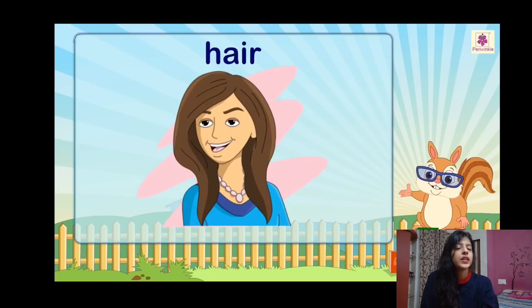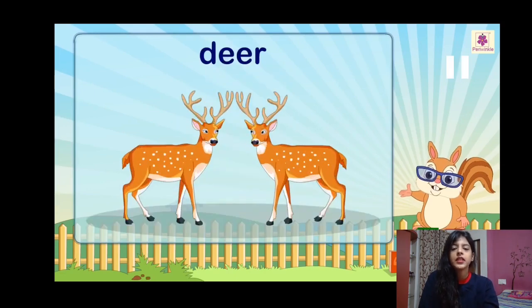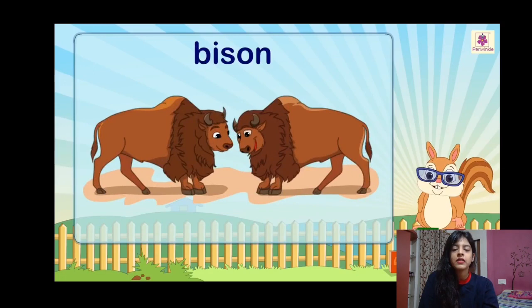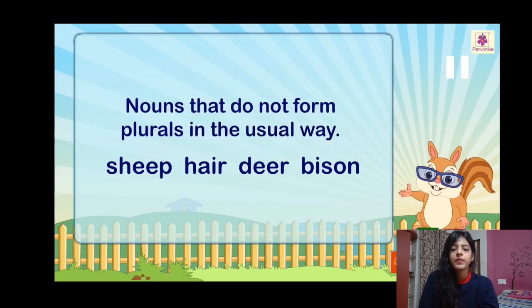Hair. We never say hairs. We always say hair. Hair can be one hair or all the hair on your head. Okay, so that is the same spelling. Deer. We say one deer or many deer. Bison. That is an animal.